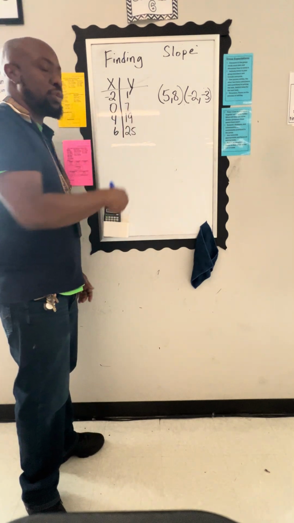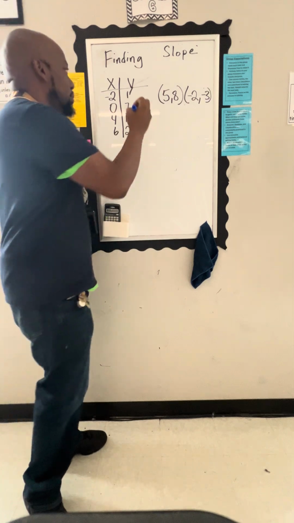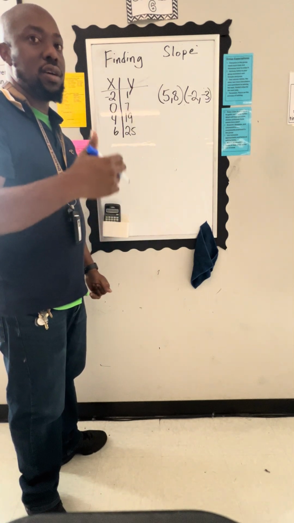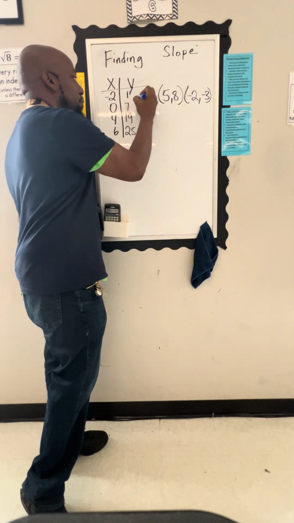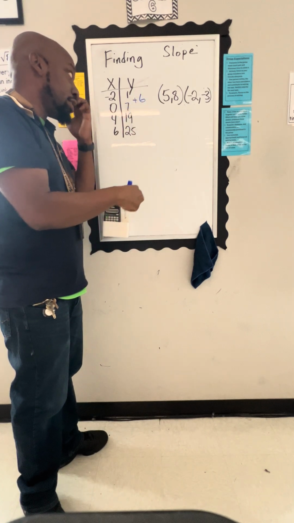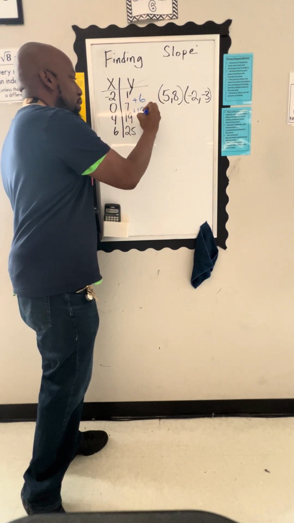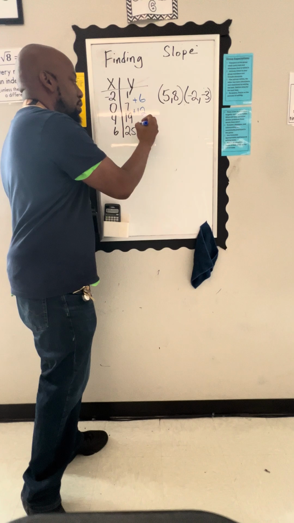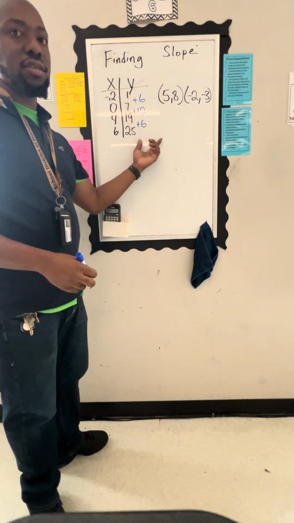Well, from 1 to 6, we are adding 5. From 1 to 7, we're adding 6, that's plus 6. 7 to 19, that's plus 12. 19 to 25, that's plus 6. All right, those are my y values.